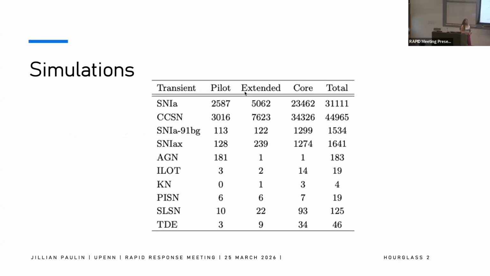So this is a count of all of the different transients that we can expect to see given this survey. Over the course of the entire survey, we can find 31,111 type Ia supernovae, which is crazy. That's a really big sample. There will be almost 45,000 core collapse supernovae and quite a few 91bgs, Iaxs, et cetera, and a few of those rare transients as well.